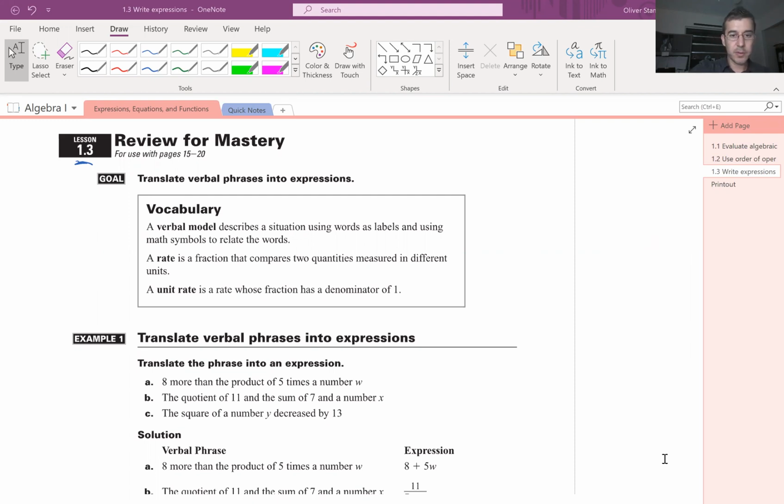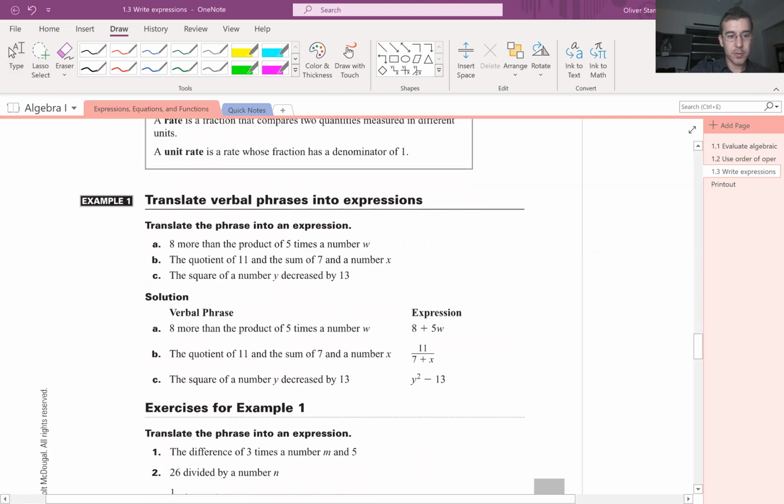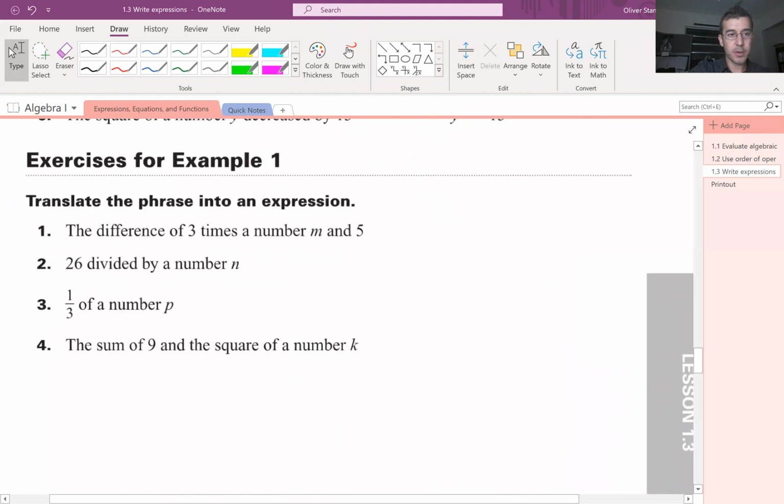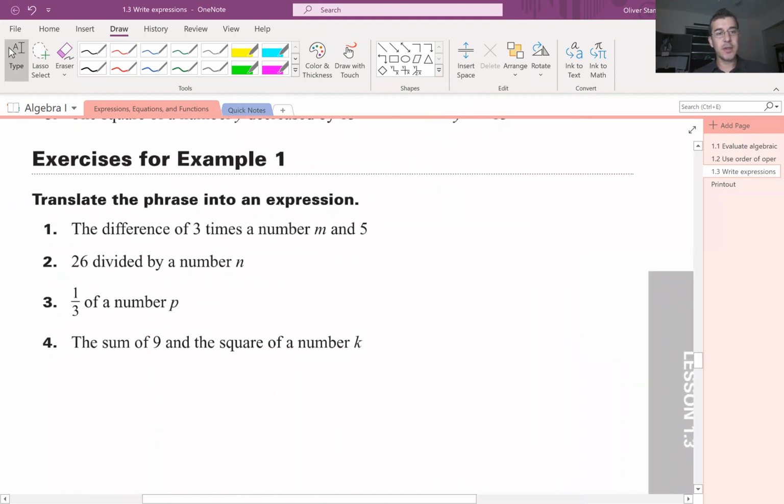Let's start. First, we're going to start with problems 1 through 4. You can see on my screen we have to translate the phrase into an expression. The difference of 3 times a number m and 5. So the difference of 3 times m, so 3 times m, and 5. That's the expression, okay? So the difference between 3m and 5.